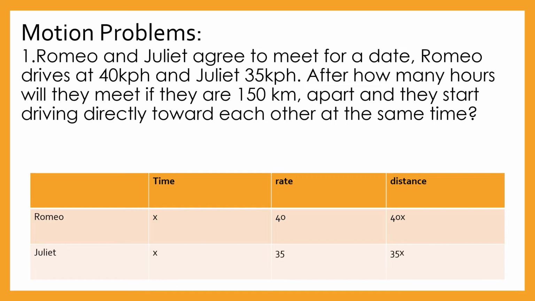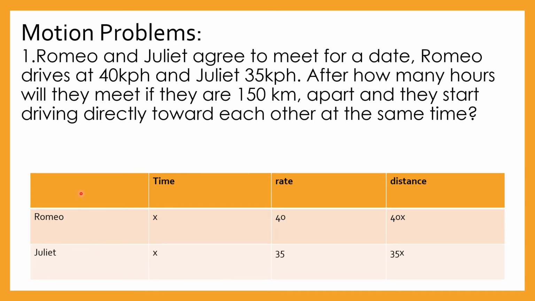Okay, Romeo and Juliet agreed to meet for a date. Romeo drives at 40 kilometers per hour and Juliet at 35 kilometers per hour. After how many hours will they meet if they are 150 kilometers apart and they start driving directly towards each other at the same time?